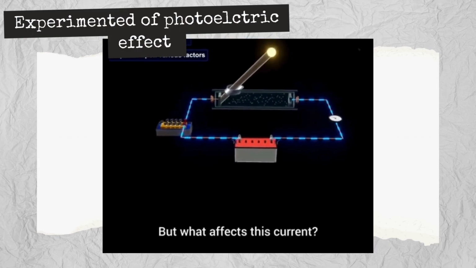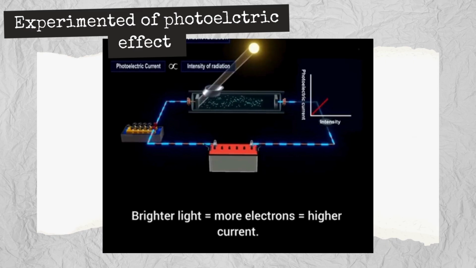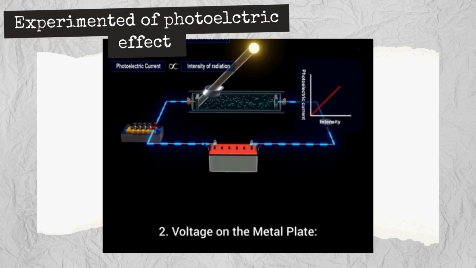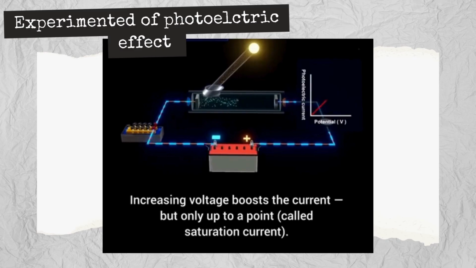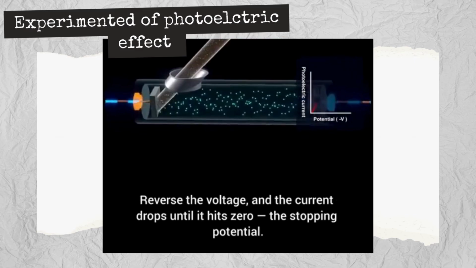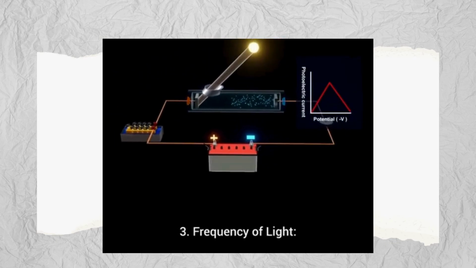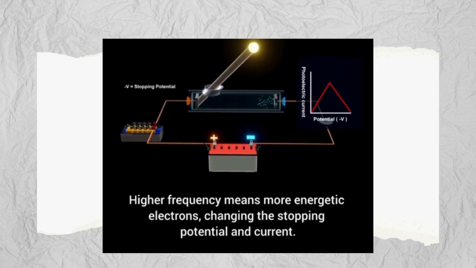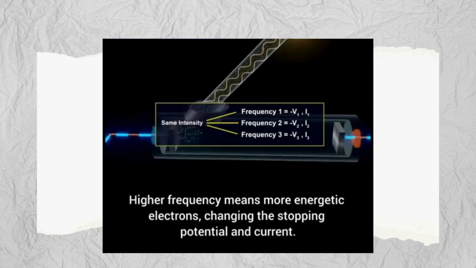But what affects this current? 1. Intensity of light. Brighter light means more electrons, which means higher current. 2. Voltage on the metal plate. Increasing voltage boosts the current, but only up to a point, called the saturation current. Reverse the voltage, and the current drops until it hits zero, the stopping potential. 3. Frequency of light. Higher frequency means more energetic electrons, changing the stopping potential and current.